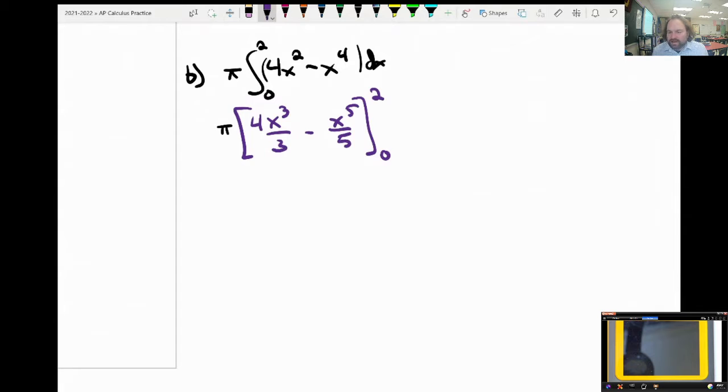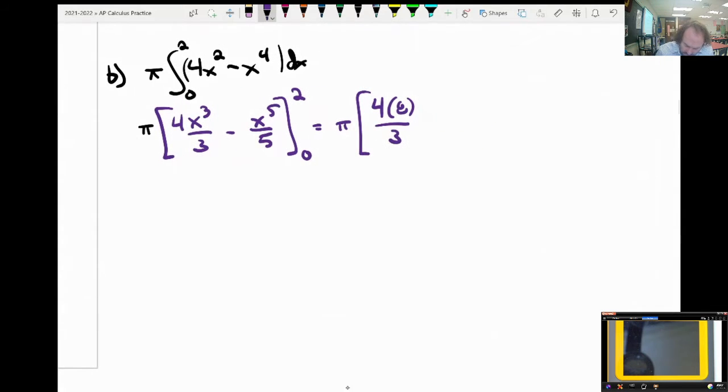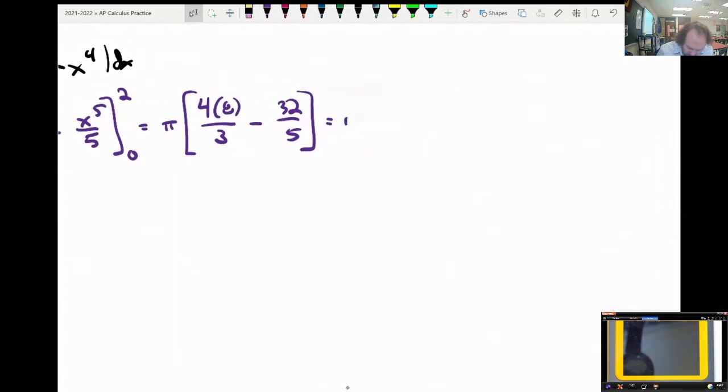The nice thing about that is that plugging in 0 doesn't do anything, so we don't really need to worry about plugging in 0. We just have to plug in 2. So let's call this pi times, very carefully, 4 times 8 over 3, since 2 to the 3rd power is 8, minus 32 over 5, like that. Now, that's not going to be a fun thing to do either. Well, it's 32 over 3 and 32 over 5, which makes you tempted to do something there, but you can't.